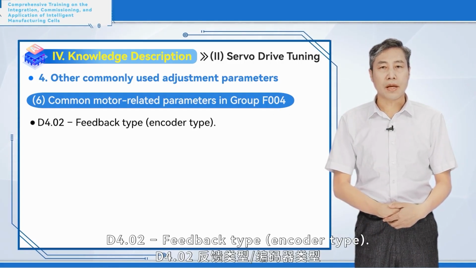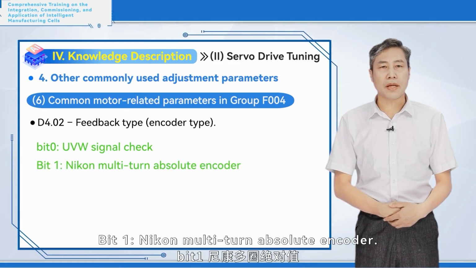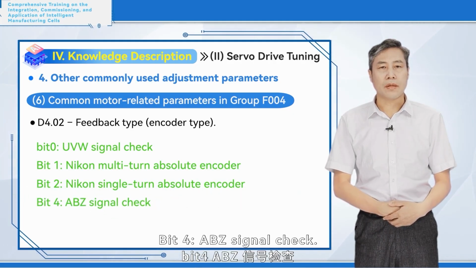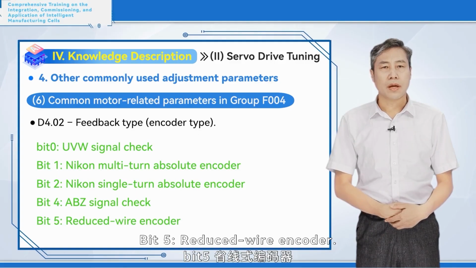D4.02, feedback type, encoder type. Bit 0, UVW signal check. Bit 1, Nikon multi-turn absolute encoder. Bit 2, Nikon single-turn absolute encoder. Bit 4, ABEZ signal check. Bit 5, reduced wire encoder.